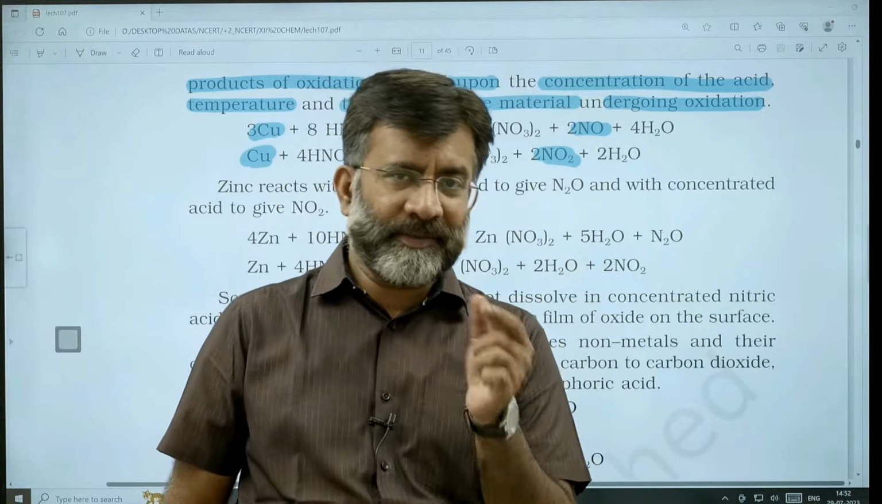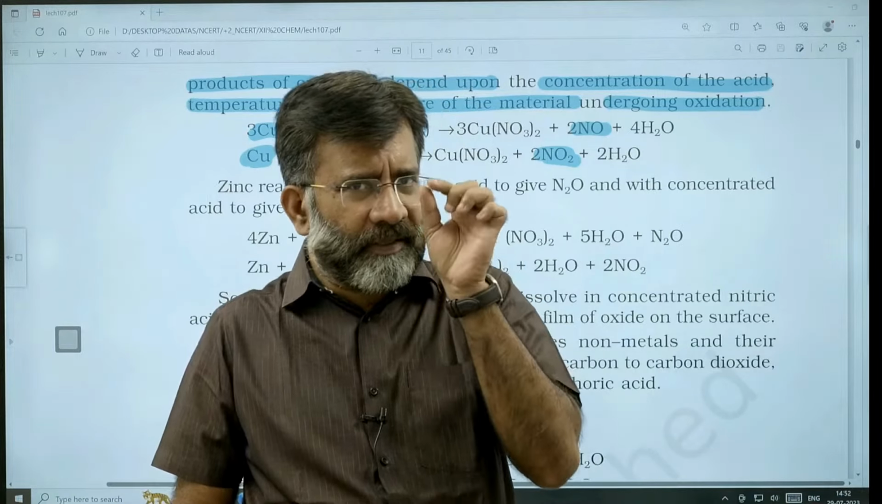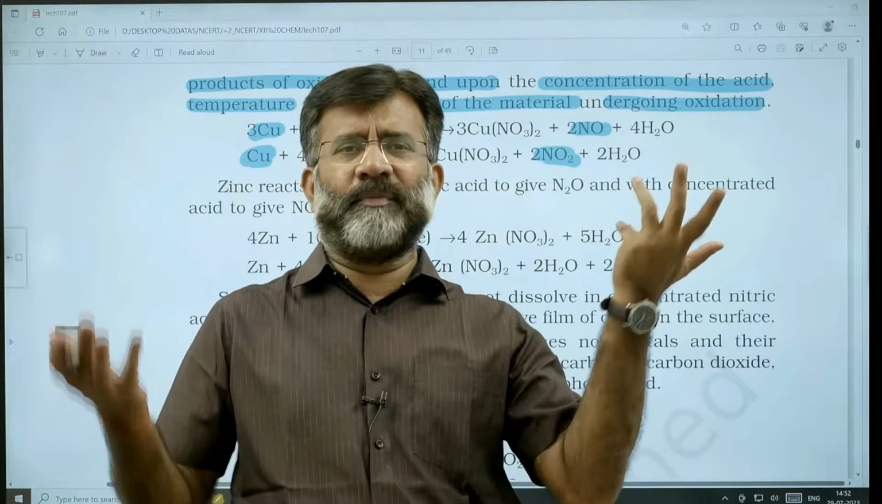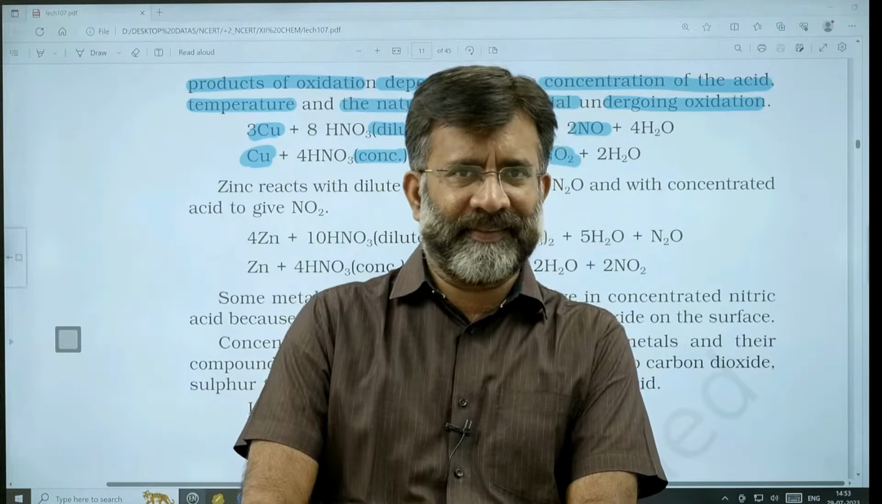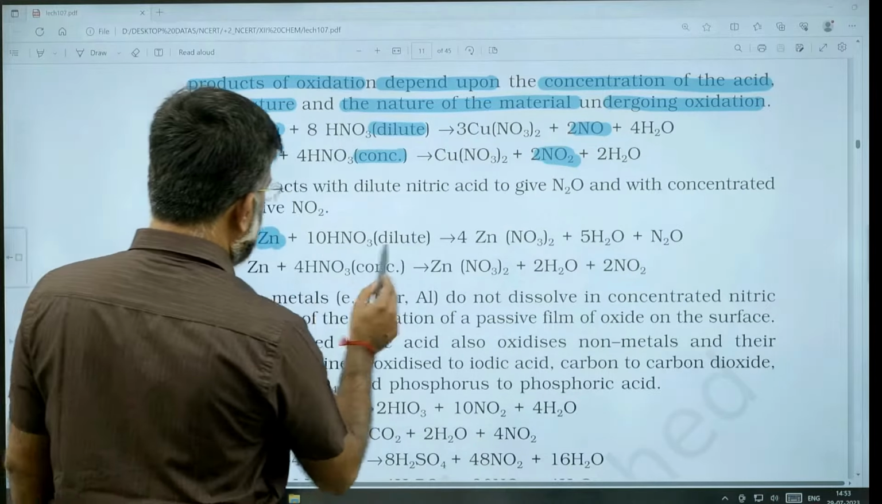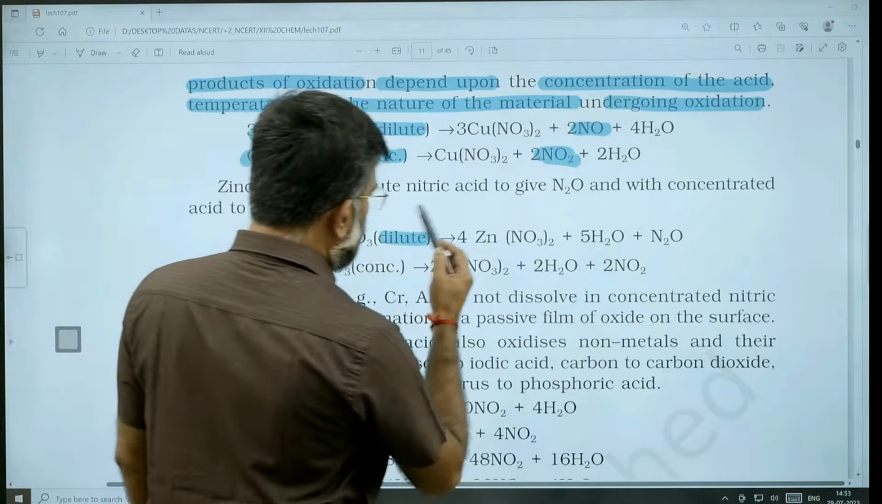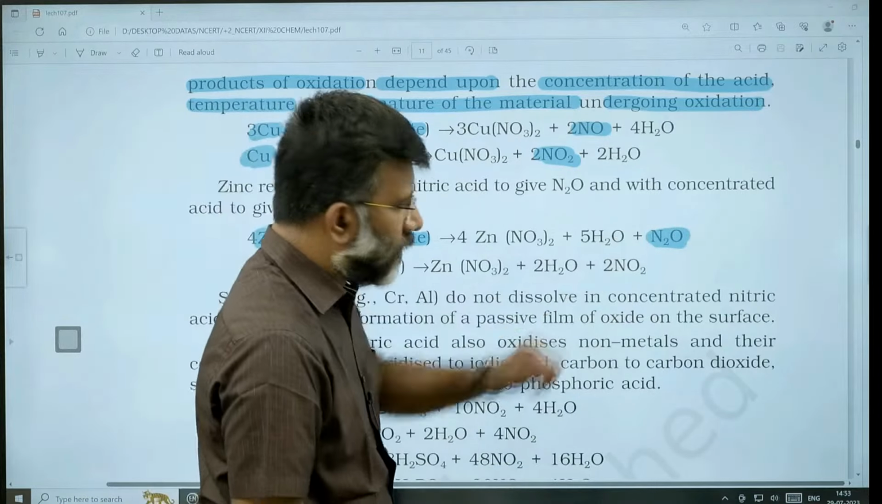While with the concentrated nitric acid, you get NO2. So that point of difference alone, if you try to memorize, it will be very easy, as it is a very important reaction. Okay, you see what is happening with the zinc. With the zinc, again dilute nitric acid, you are getting zinc nitrate, water and nitrous oxide. So the difference is over here.